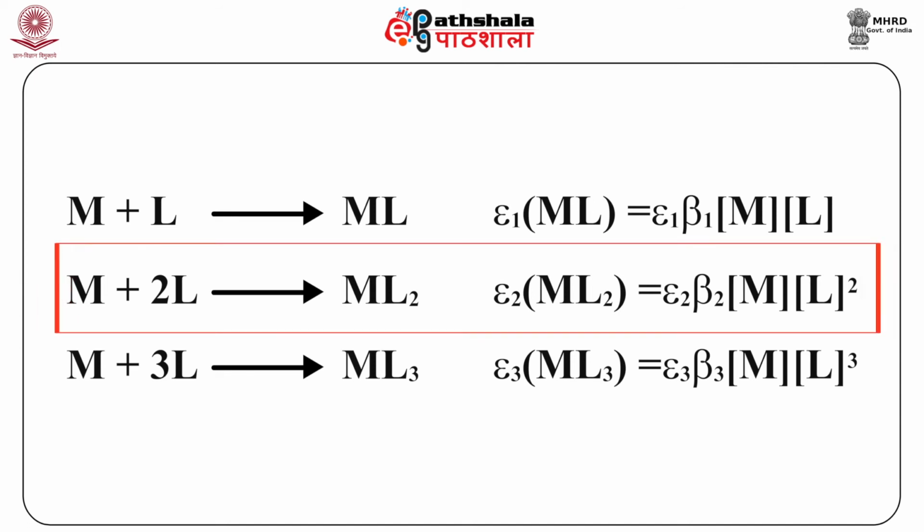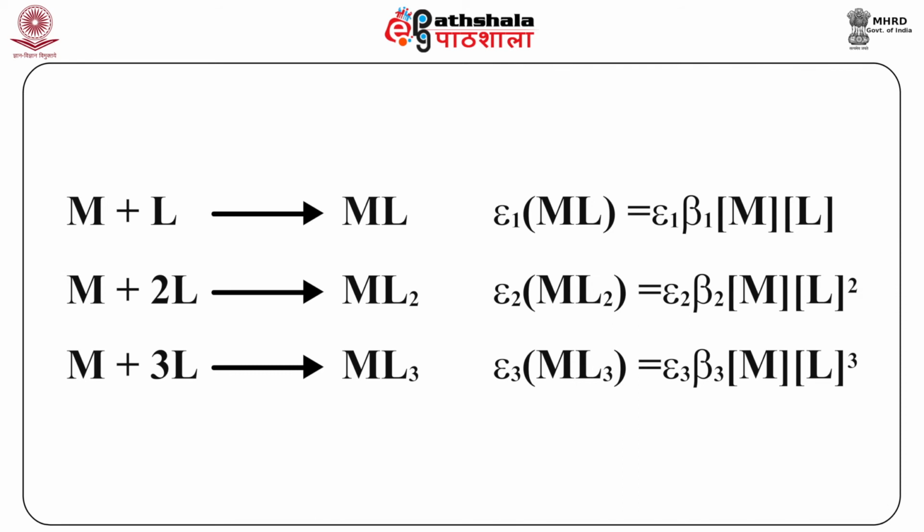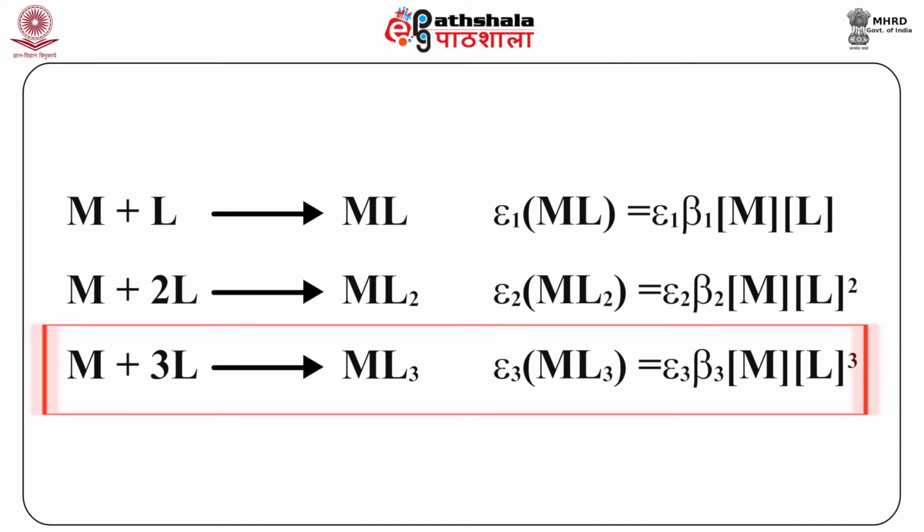2 into beta 2 multiplied by the metal M concentration multiplied by the ligand L concentration raised to the power 2. Similarly, applying the same concept for the complex where metal M reacts with 3 moles of ligand to form ML3, epsilon 3 is equal to epsilon 3 beta 3 times metal M concentration and ligand L concentration raised to the power 3. Each complex will have a separate molar extinction coefficient epsilon.